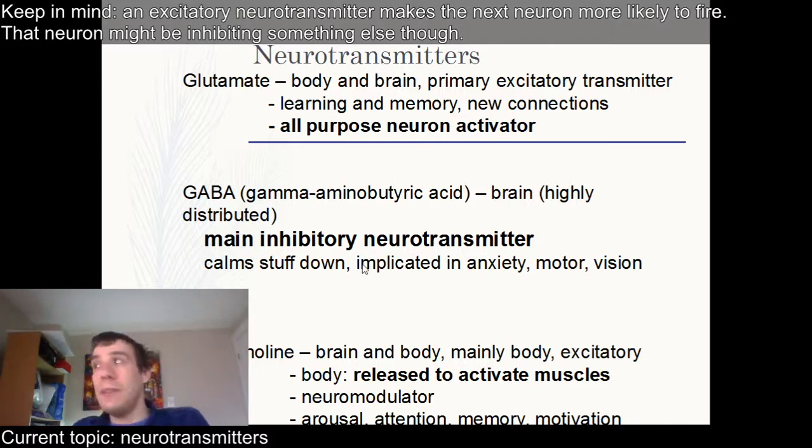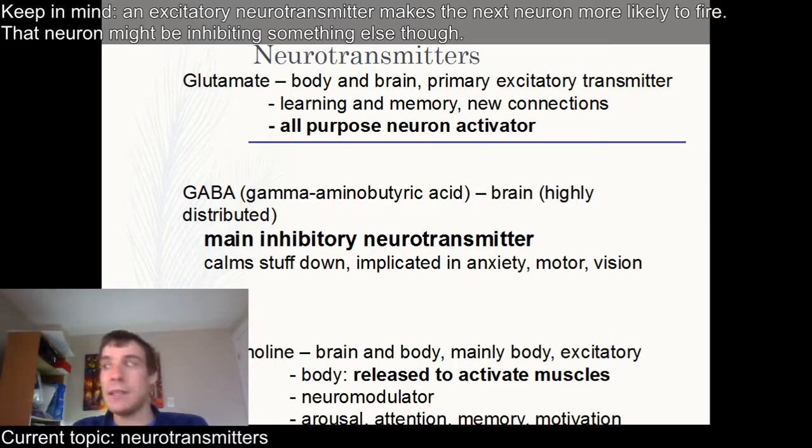GABA, on the other hand, gamma aminobutyric acid, is very, very highly distributed in the brain. It's your all-purpose inhibitory neurotransmitter. So it inhibits the next neuron. It makes it harder for the next neuron to fire. And so the balance of glutamate signals to GABA signals acting on the neuron is kind of what decides whether it's going to fire or not.